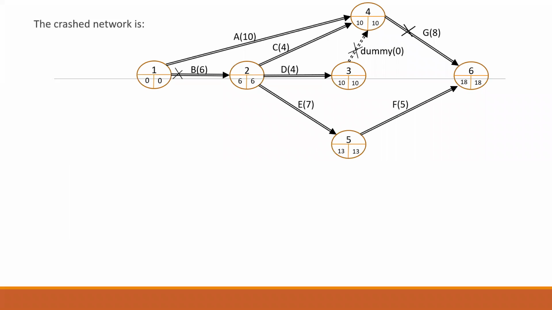So let us create a new table here. This is my activity diagram after crashing by 1 day, and the duration is coming as 18 days. Now, because the cost has already increased, this is not my actual network diagram after crashing. My actual diagram is the previous one, where the total duration was 19. But still, for your convenience, we have drawn this diagram again.